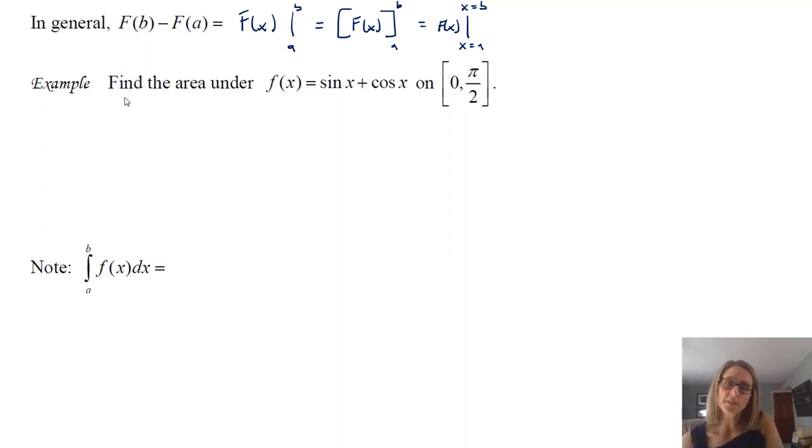Now, anytime you're asked something like this, find the area, what it means is simply find the integral over the limits of integration that you're being given. So in a case like this, you would want to write the integral. And if you want, you can pause this and try to set it up.